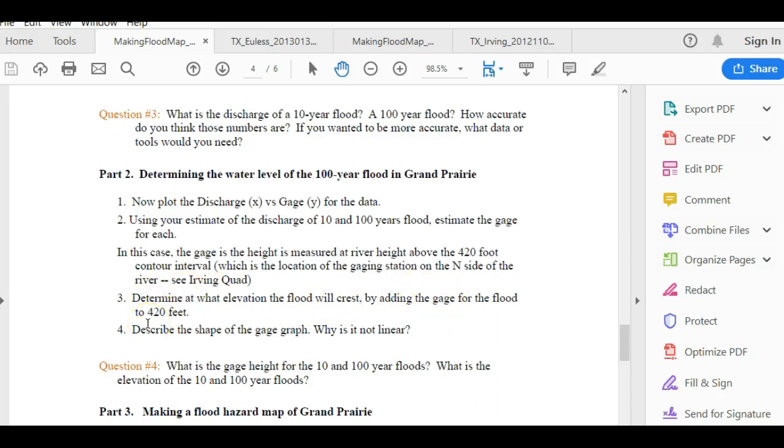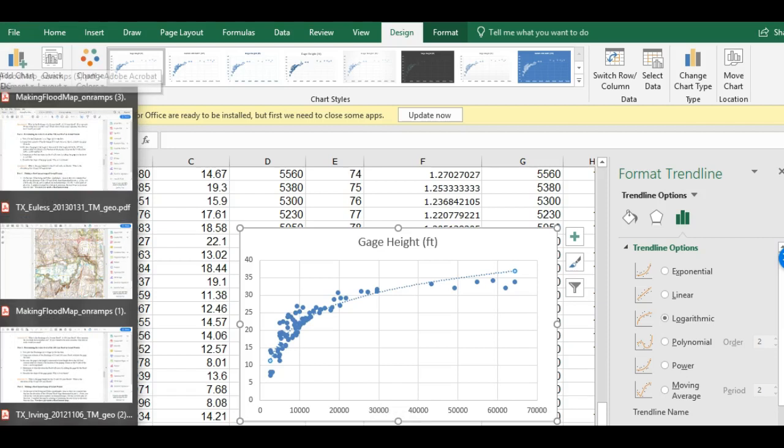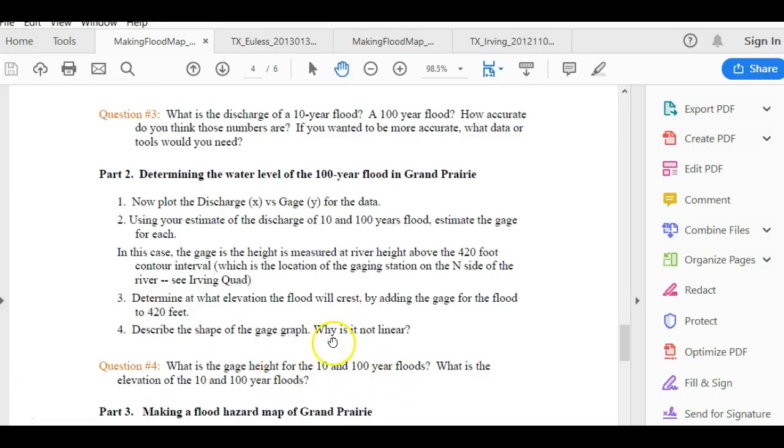This is not hard. You're simply going to put whatever you just wrote down here, the gauge height for 10 feet, add it to 420. Remember, I got that by simply looking at this graph. Whatever you thought 10-year was, that's what I'm adding to 420, the elevation line. I'm going to do the exact same thing for the 100-year. So based on that gauge height, now it gives me an elevation of how high the water is going to go at 10 and 100 years.